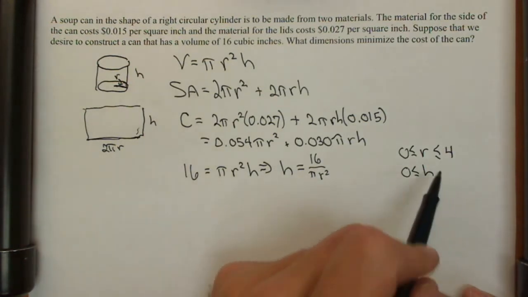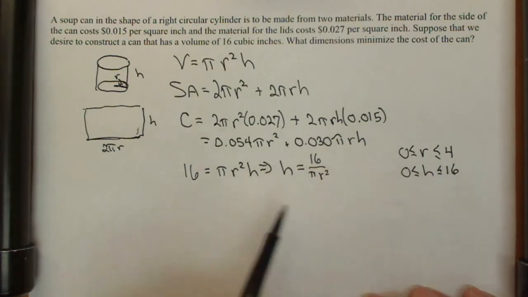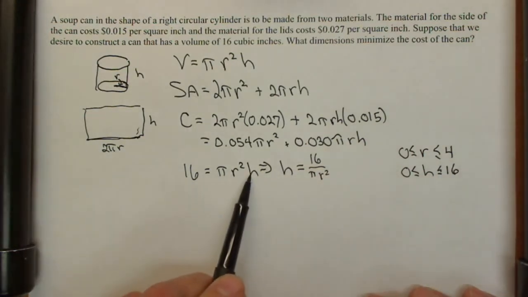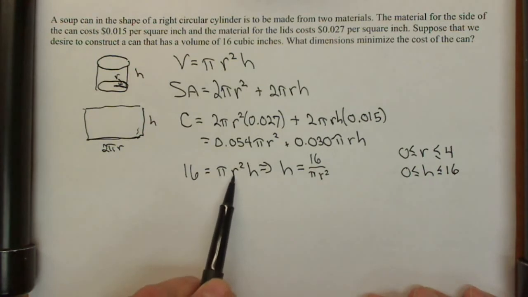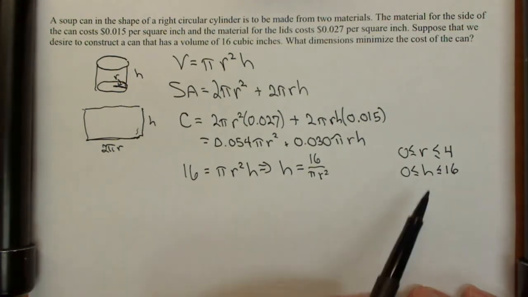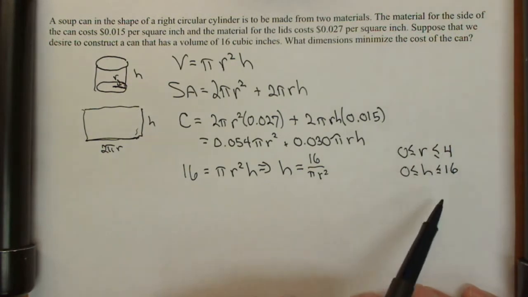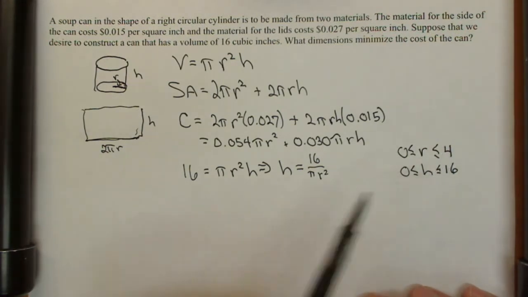Similarly, I might do the same thing for h and say, okay, well h, I'm not going to let it be any bigger than 16, because the same thing happens. If h is 16, then r is no bigger than the square root of 1 over pi inches, which again is the square root of 1/3. It's a pretty small number. So there's some variability on these upper limits. I just chose those because I wanted to deal with integers.